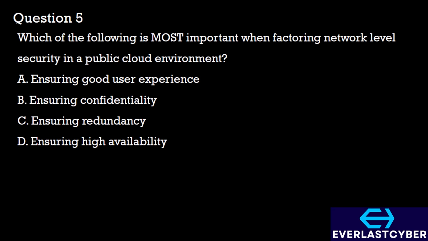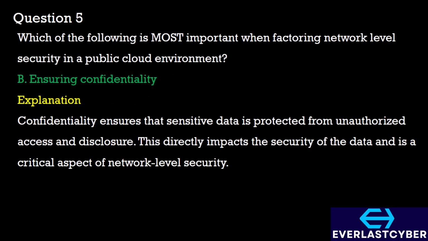Ensuring high availability ensures that the service remains accessible as much as possible by minimizing disruptions and downtime. Now, this is essential for reliability, but it does not address the confidentiality or integrity of data being transmitted. So, with respect to the question asked here, option B is the best option. Confidentiality ensures that the sensitive data is protected from unauthorized access and disclosure, and this directly impacts the security of the data, and it is a critical aspect of network level security.